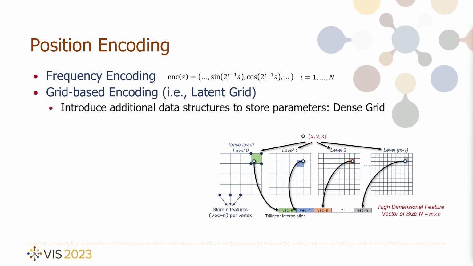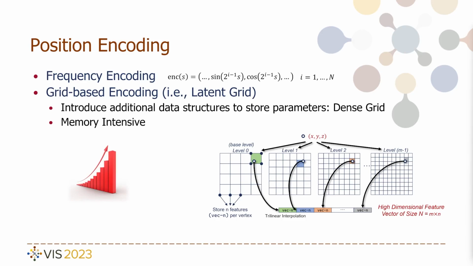This approach, commonly referred to as grid-based encoding or latent grid, significantly enhances the quality of results and permits the use of very small MLPs, thereby also substantially improving training and inference performance. However, the method can become memory-intensive, particularly with increasing grid resolution.